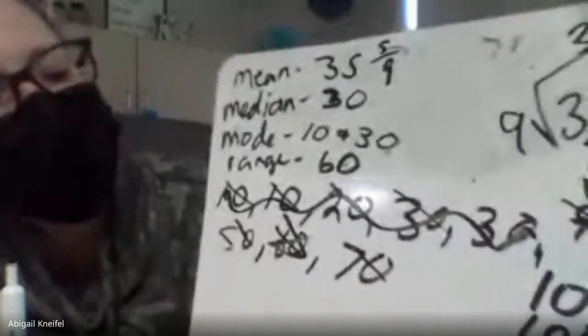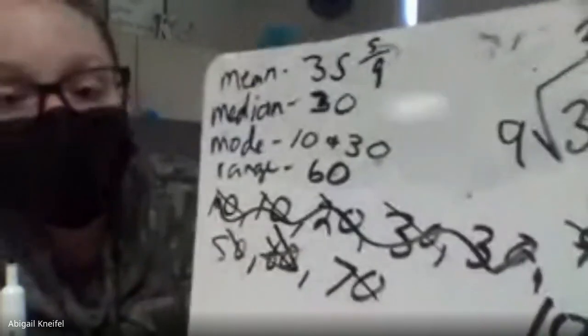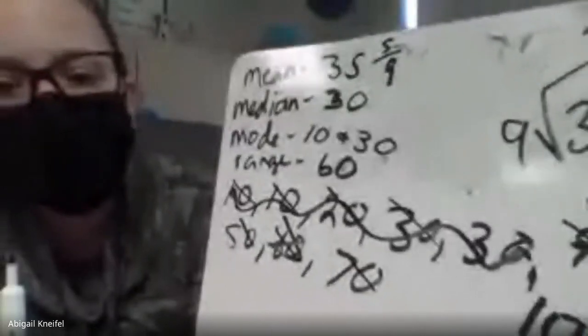Okay? I would like to see your boards. Once again, range 60, mode 10 and 30, median 30, and mean is 35 and 5 over 9. Let me see your boards, my friends.